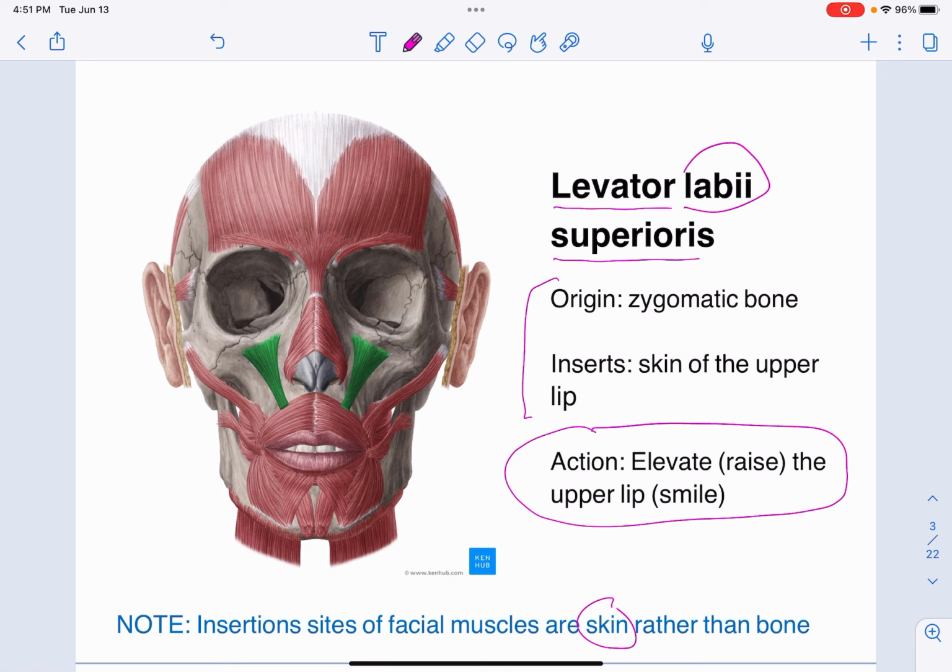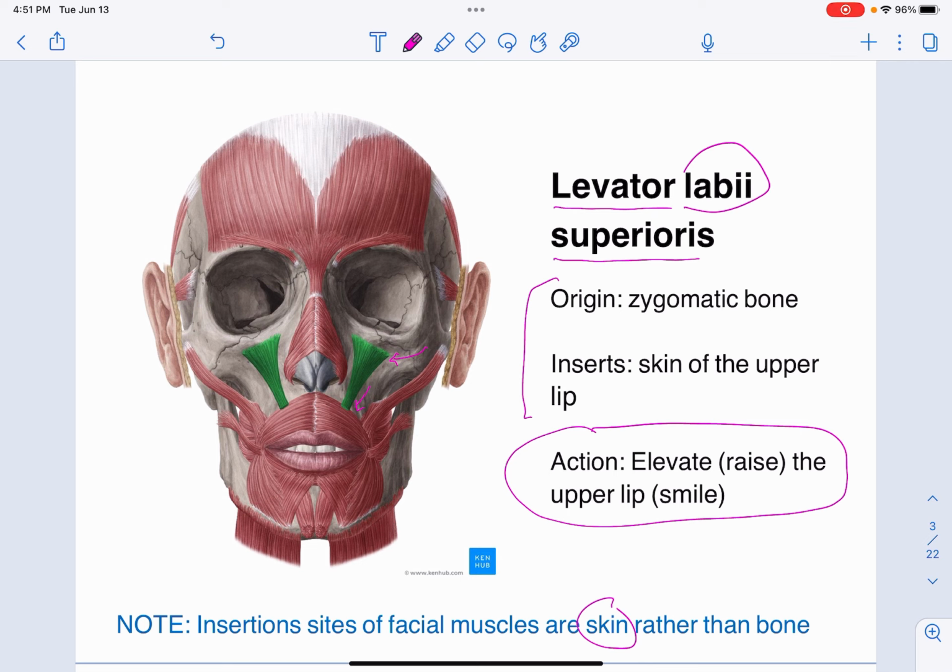So the levator labii superioris has its origin on the zygomatic bone. It inserts into the lip, the skin of the upper lip right here. And so if you would imagine this muscle contracting and shortening, it's going to elevate the upper lip.